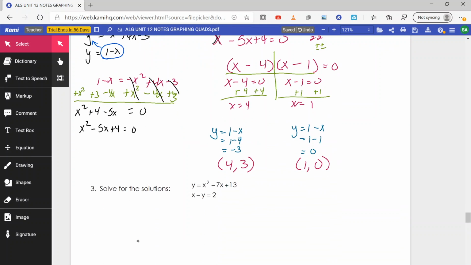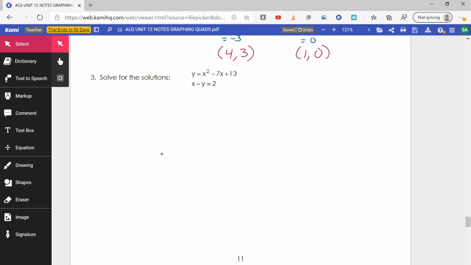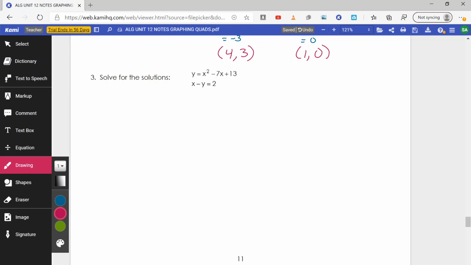Now this last problem, again, we want to make sure that we are in the correct format, y equals, for both of them. So in this case, I see x minus y equals 2 is not the correct format. So what I'm going to do is add y because we want it to be positive. So we end up with x equals 2 plus y. And again, I want y by itself, so I have to subtract 2. So we end up with x minus 2 gives me y.